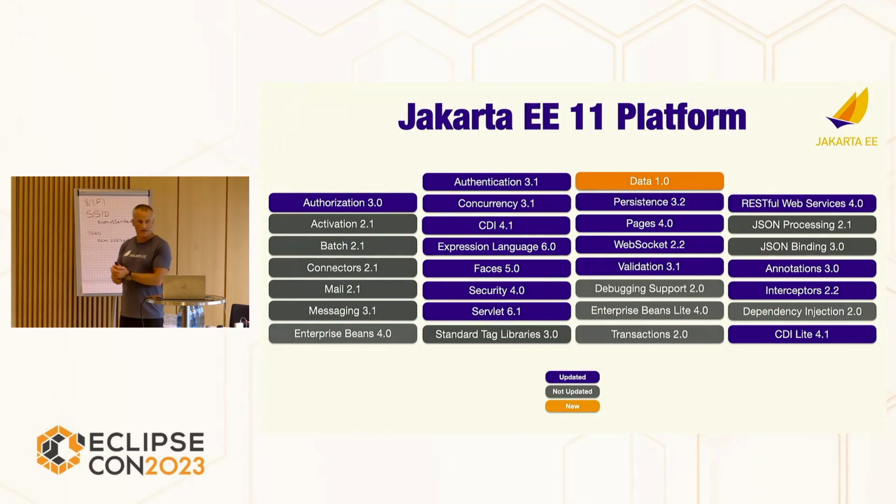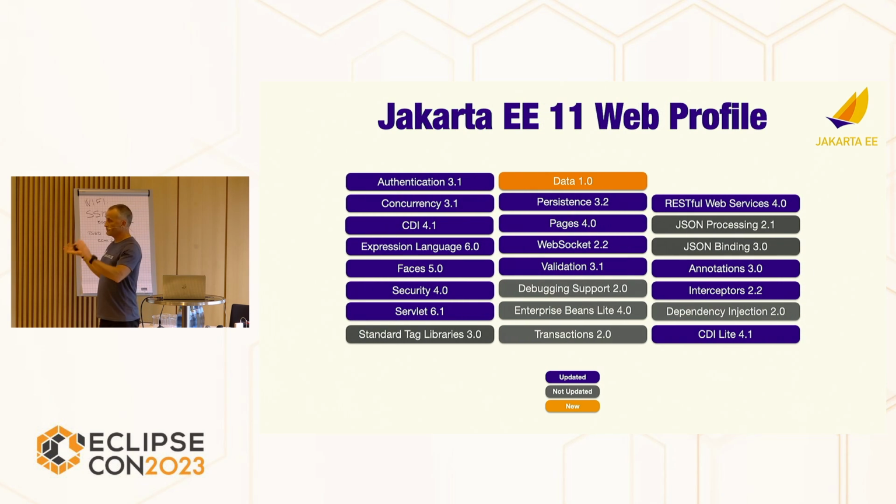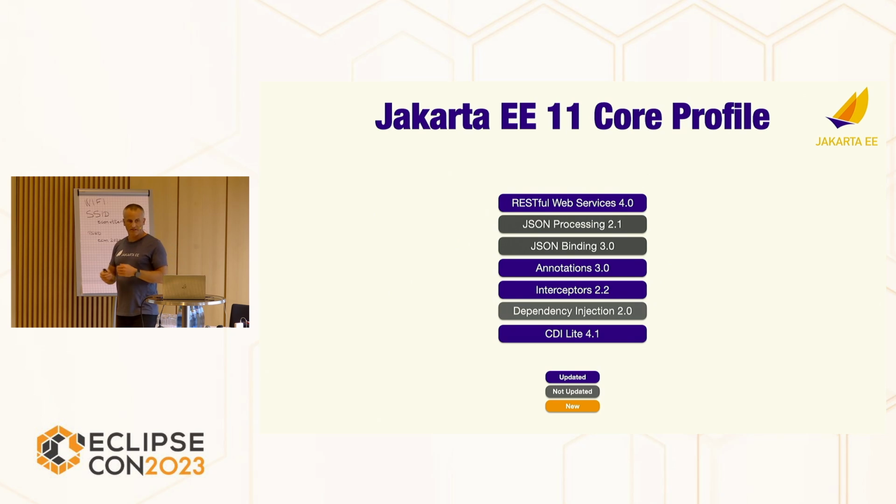So let's talk about Jakarta EE11. A subset of the platform is what we call the web profile. You can see that Jakarta Data is both part of the platform and the web profile. So it will be part of the web profile. And these are specifications targeted more at traditional web applications. And if we peel away all of these targeting web applications, we have the Jakarta EE11 core profile, which is a set of specifications targeting microservices. And here, there are no new specifications, just updates to half of the existing ones.